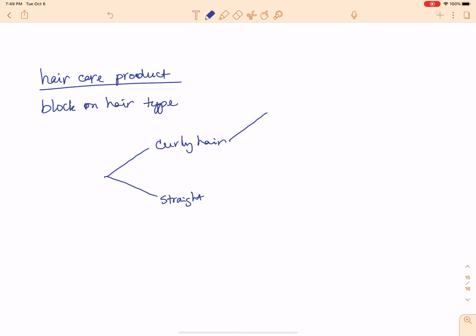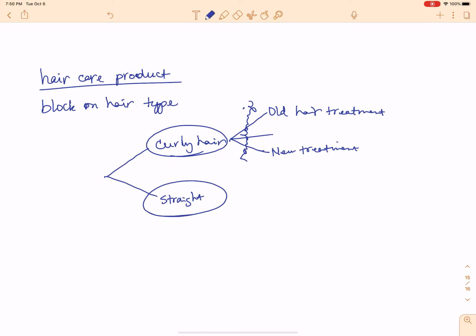And then the randomization occurs. The hair care product could be an old hair care treatment versus a new treatment. It doesn't always have to be two things. Maybe there's a placebo or something like that. So this is just another example of how we would block. Everyone in this block has curly hair, and everyone in this block has straight hair. That's what I mean by blocking homogeneously.